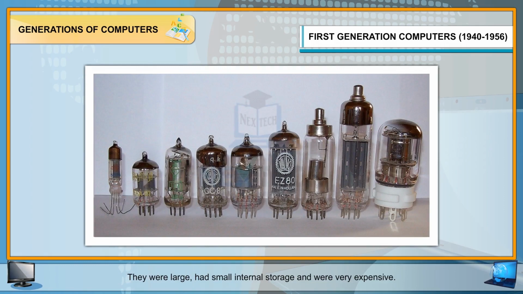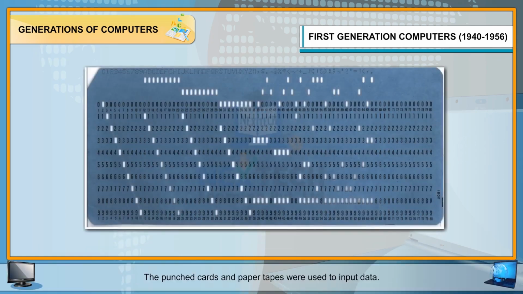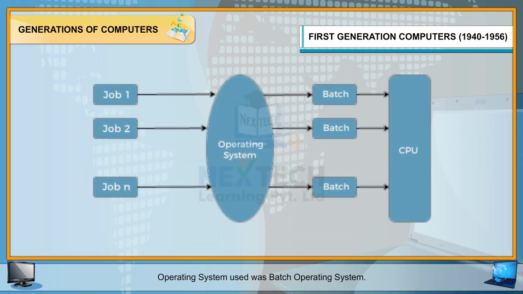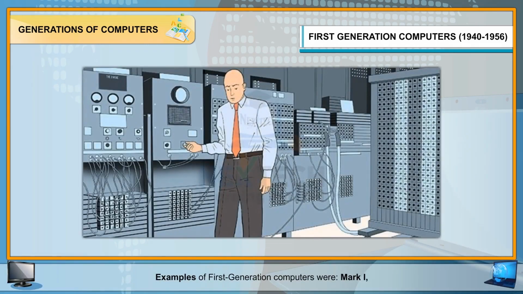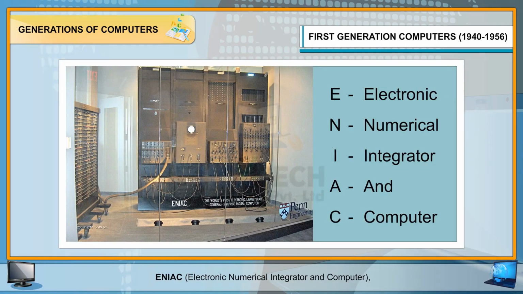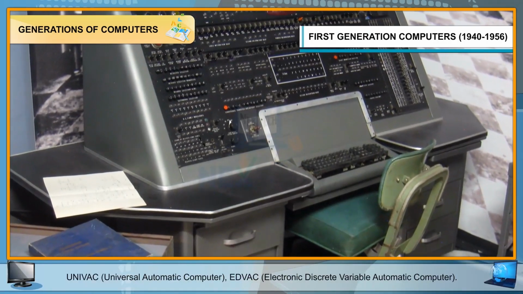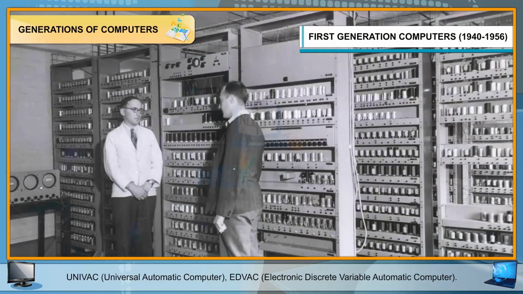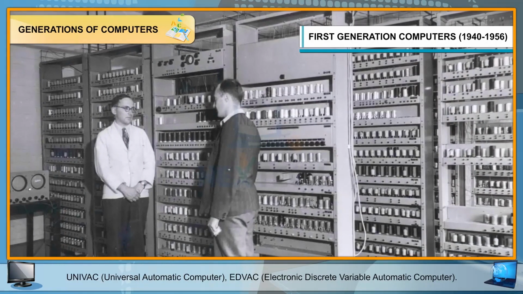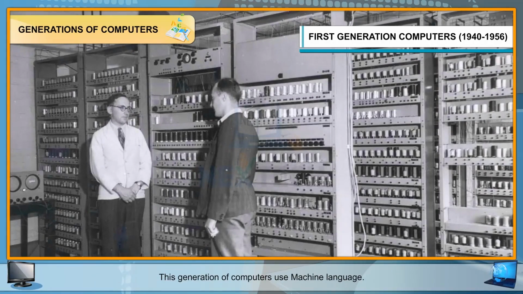They were large, had small internal storage, and were very expensive. The punched cards and paper tapes were used to input data. Operating system used was batch operating system. Examples of first generation computers were Mark I, ENIAC, Electronic Numerical Integrator and Computer, UNIVAC, Universal Automatic Computer, EDVAC, Electronic Discrete Variable Automatic Computer. This generation of computers used machine language.